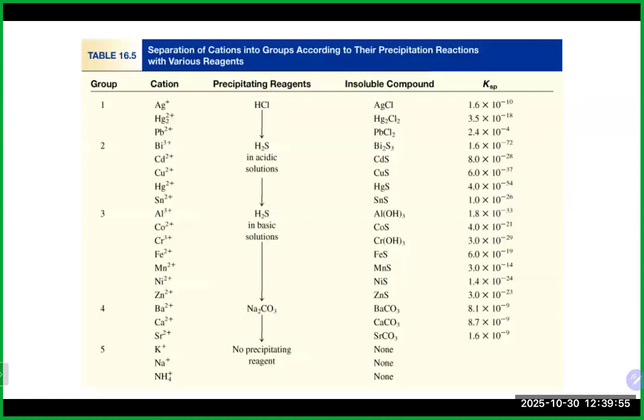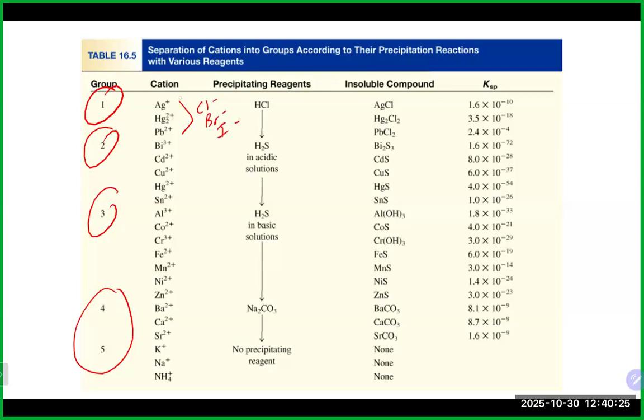As I mentioned before, we don't really do that in these experiments anymore, but these are what are known as qualitative analysis experiments. Qualitative analysis experiments are broken up by groups: group 1, group 2, group 3, group 4, and sometimes 4 and 5 are together. And they're not, by the way, groups based off the periodic table. They are groups based on solubility rules. And right here is our chloride, bromide, iodide solubility rule. They are soluble in everything except for chloride, bromide, and iodide with silver, mercury 1, and lead 2.